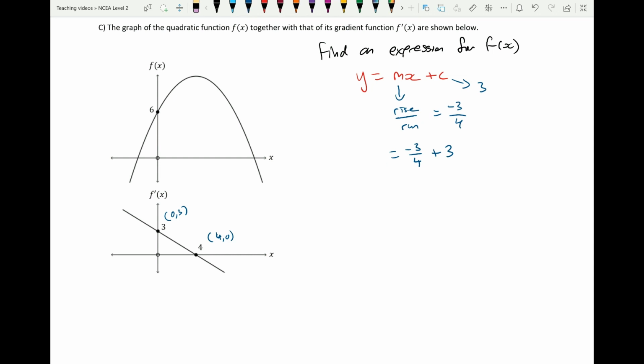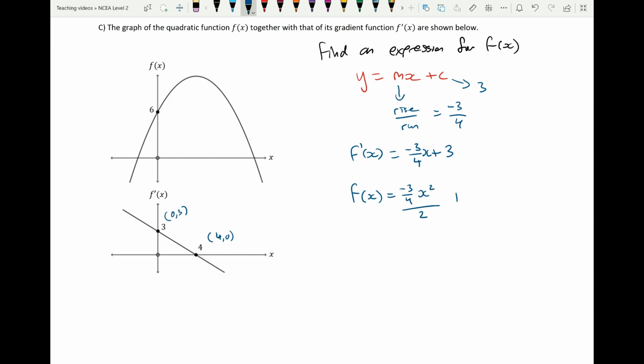So, of course, we don't actually want y. That's dy over dx, isn't it? Or f dash of x. So that is the gradient function. That is that straight line. So hopefully you can tell we're going to need to integrate that now. To go from the gradient function f dash of x to f of x is always integration. So let's integrate. So add 1 to the power, and divide by the new power.